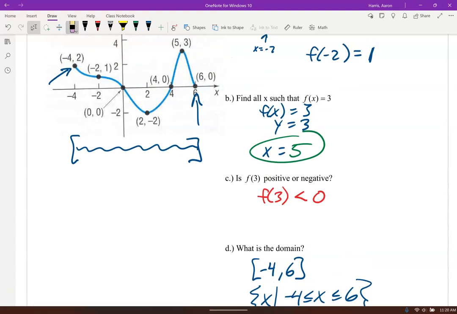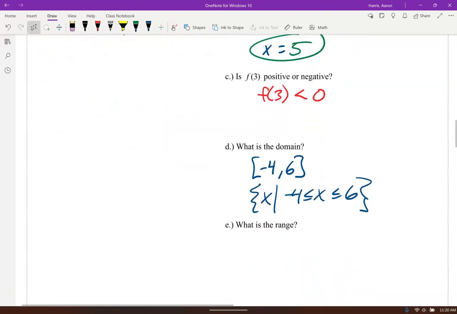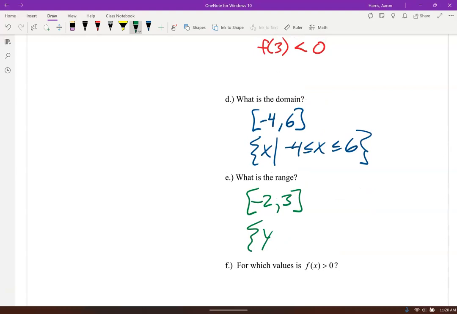All right, let's do the range. So the lowest y value is that -2. We include it. We do hit it. It's filled in. And then it looks like it includes all these up until our highest y value right there, the 3, and it's also filled in. So we go from a -2 low y value up to a high of 3. Both of them are filled in.